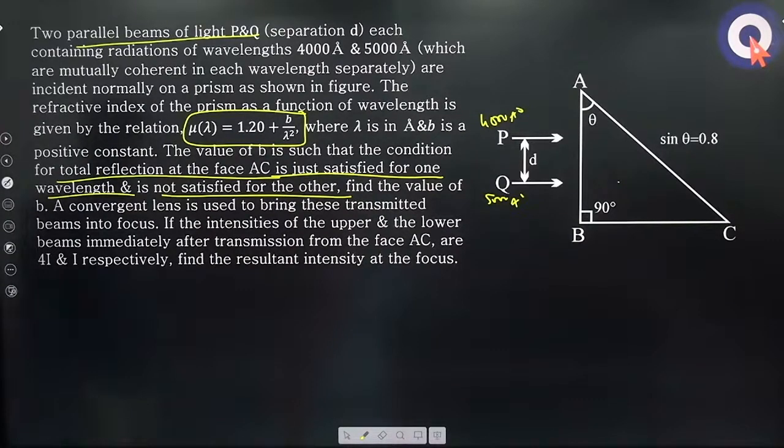You find the value of b. So this is the first bit. You need to find the value of b, that's the first bit. Okay, second bit, a convergent lens is used to bring these, that we'll see later. First, how do you find the value of b?